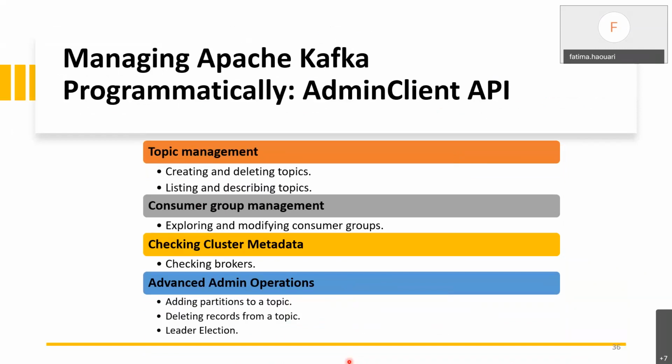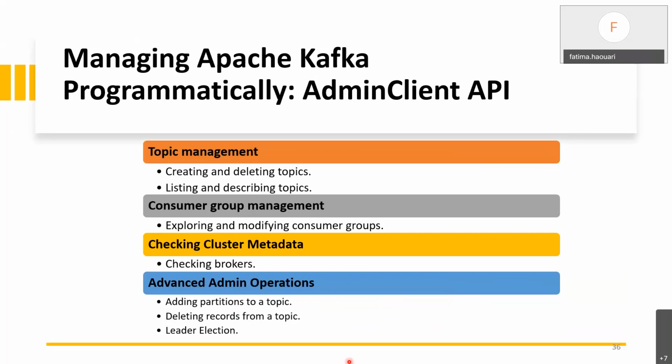Okay, now we come to managing Apache Kafka programmatically. What do we mean by that? In the first versions of Apache Kafka, managing the framework was done with the command line, but then they provided an admin client API, which makes this management much easier. What do we mean by management? What this admin client API offers, the first thing is topic management. Using this admin client API, we can create and delete topics, and we can list all the topics that are available in the cluster and see their descriptions.